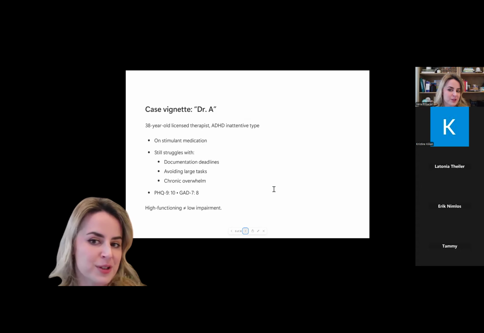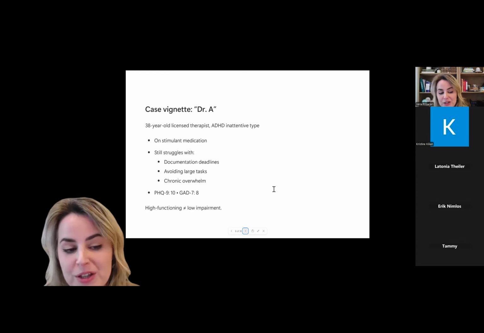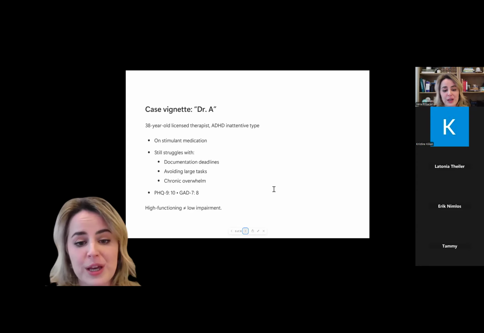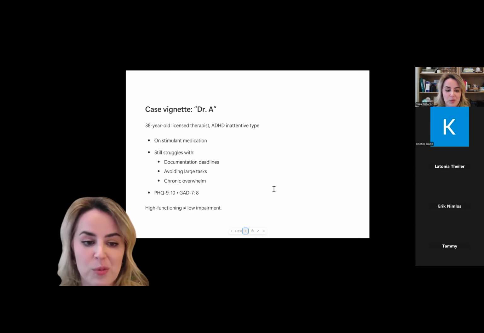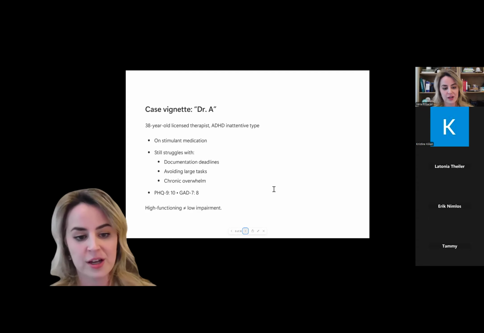I wanted to include a little example. Let's pretend that we have a client in front of us. This is Dr. A, which could be a 38-year-old licensed therapist who's diagnosed with ADHD inattentive type. So this is a professional, right? Somebody that is working and seemingly doing well. Now, this person is already on stimulant medication.